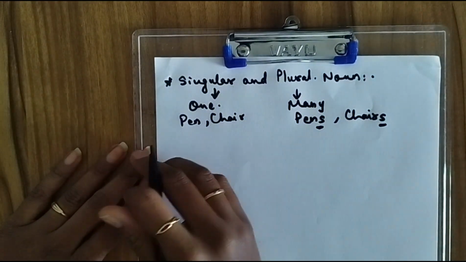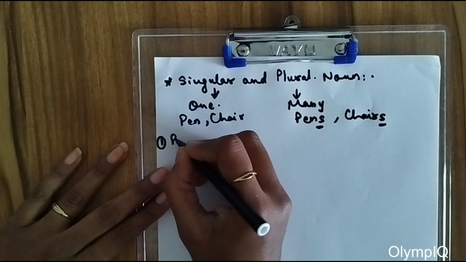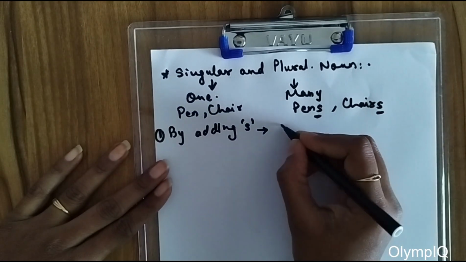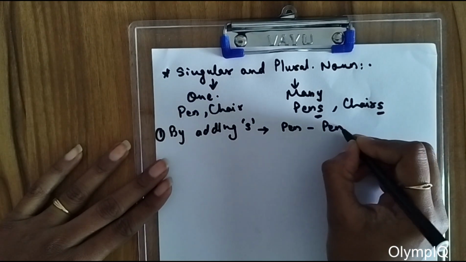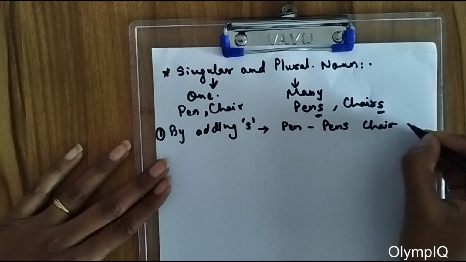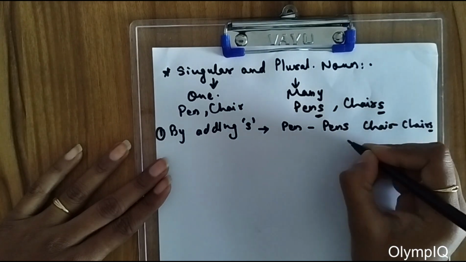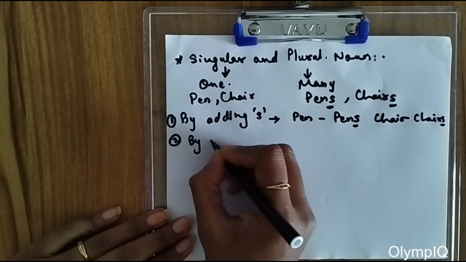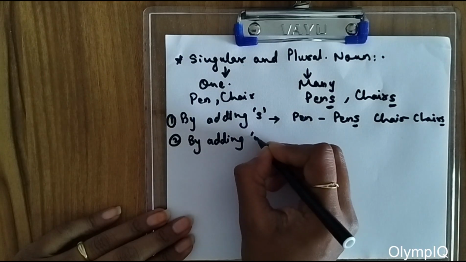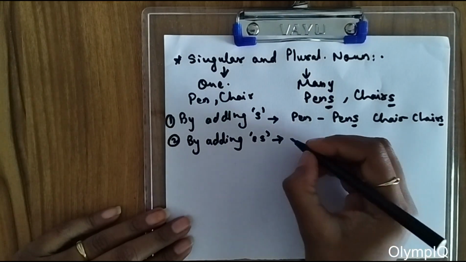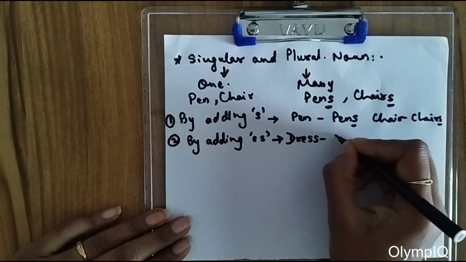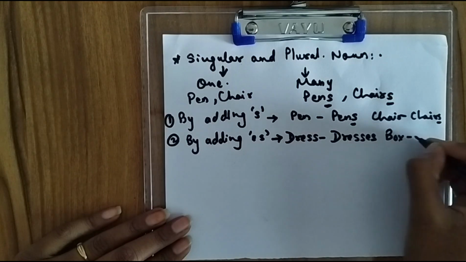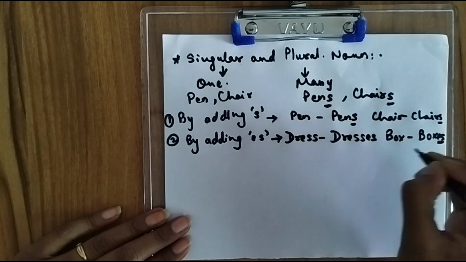Next, there are certain rules while creating plural nouns. First, it is by adding s. Now what would be that? Pen would be pens, chair would be chairs. So here you just add s to the singular noun. Okay. Second rule would be by adding es. That would be, for example, dress, dresses. Next example would be box, that is boxes. So you are adding es.